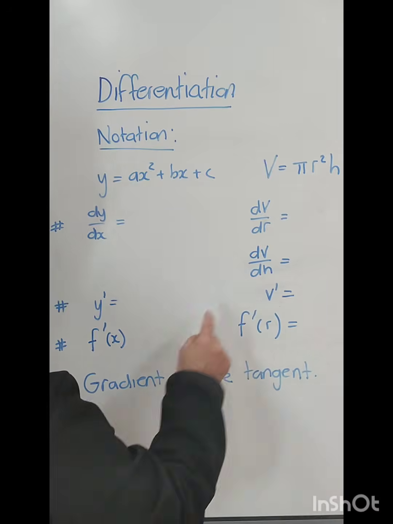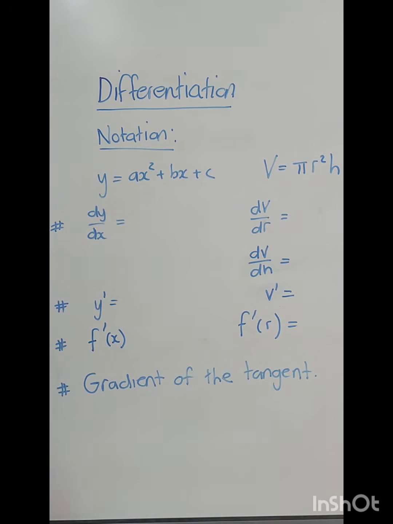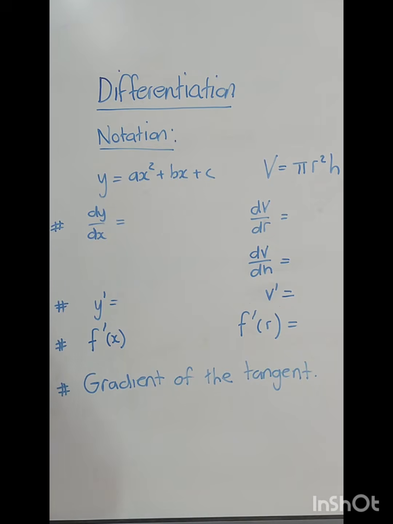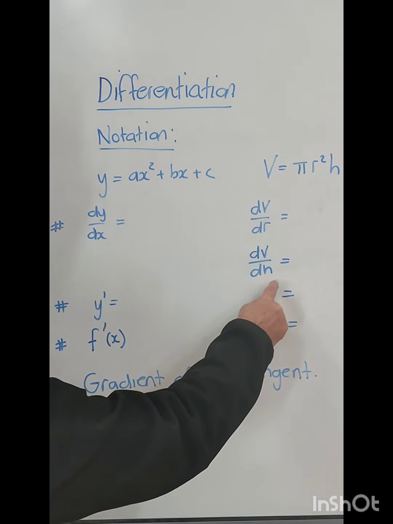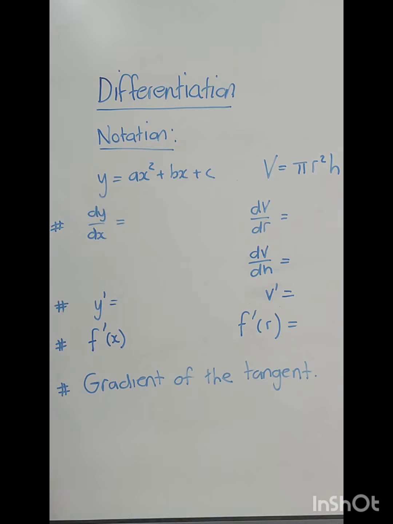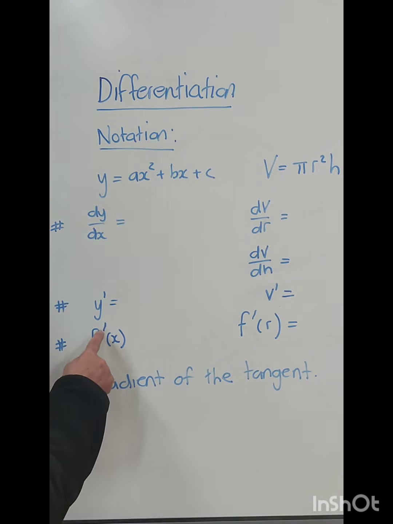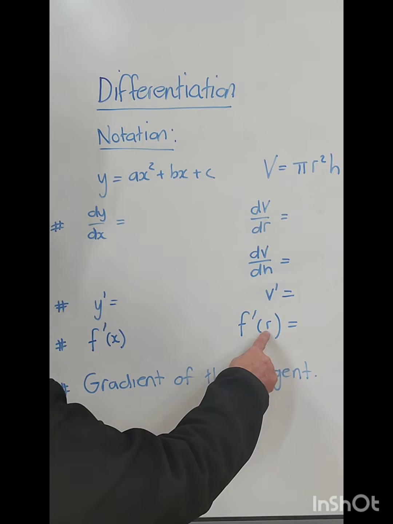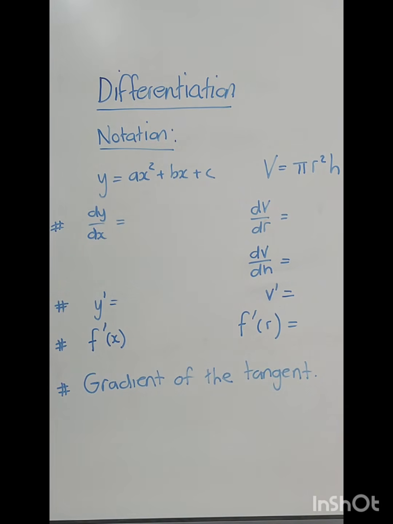dv over dh. I can also write my notation as y with a little 1 at the top there, or a v with a little 1 at the top there to show or indicate first derivative. Also, the function derived with reference to x, or the function derived with reference to r. You can also say the gradient of the tangent, and all of these notations mean you are now going to differentiate.